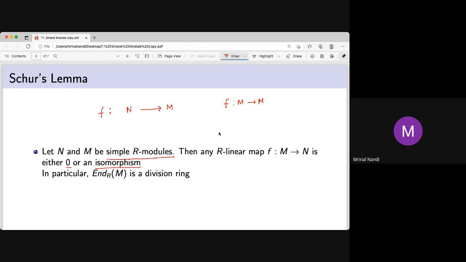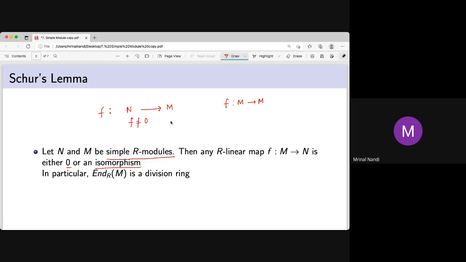Why is this true? Now, this is slightly non-trivial. How do you prove that? Suppose f is a linear map from M to M. Now, f may be 0, the zero function, where everything goes to 0, f of x equals 0. But let f not equal 0. So we have to prove that f is an isomorphism. If it is not 0, then it is an isomorphism.